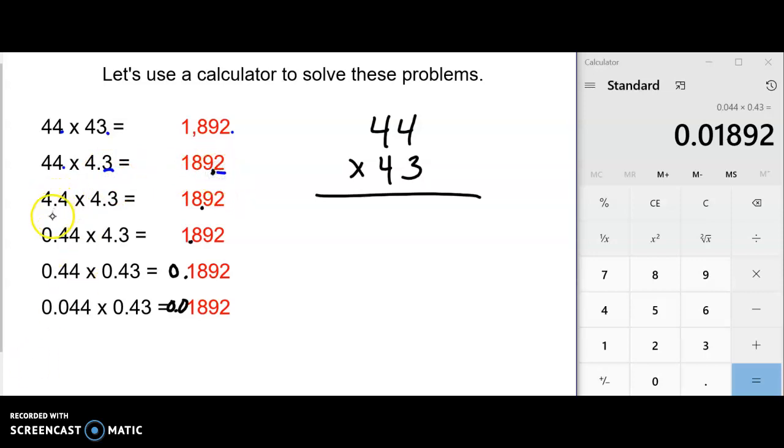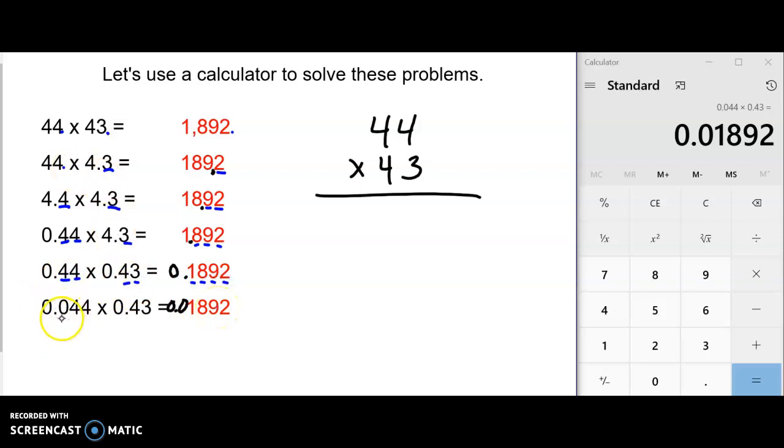1. All right, let's do 4.4 times 4.3. How many numbers are behind this decimal? 1. This number, 1. So how many numbers do I have total behind the decimals? 2. 1, 2. Now look at this one. 1, 2, 3. Look at this one. 1, 2, 3, 4.